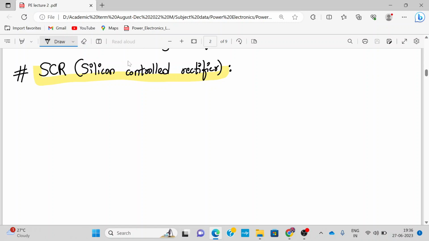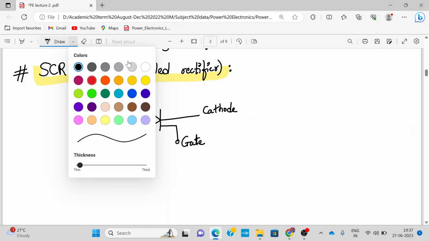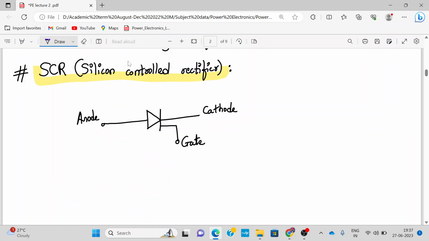So, the symbol of an SCR is similar to a power diode. It has an anode, then it has a cathode, and it has a third terminal also, which is the gate terminal. So, this is my gate. Symbolically, the anode is denoted by A, the cathode by K, and the gate by G. So the gate is the control terminal. This is my SCR symbol.